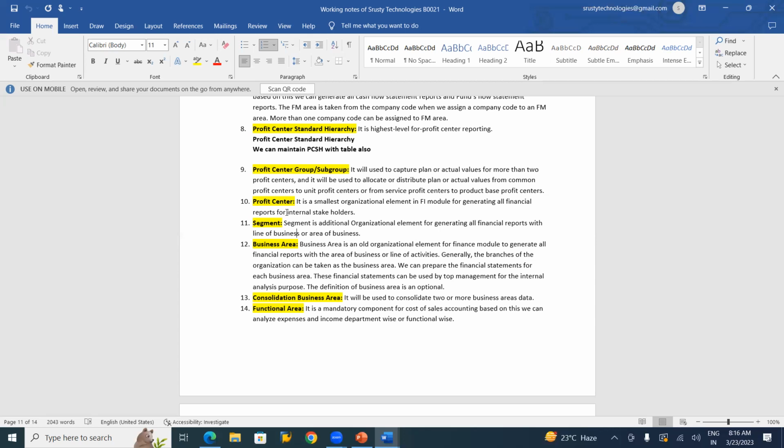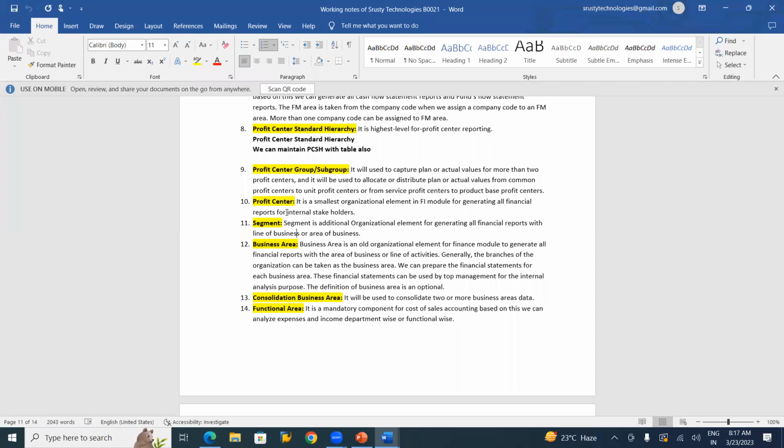When we enter the data and enter the profit center, the segment will automatically be picked from the profit center. According to my knowledge, from 2016 onwards, new implementation projects were not using business areas. They were using segments directly.